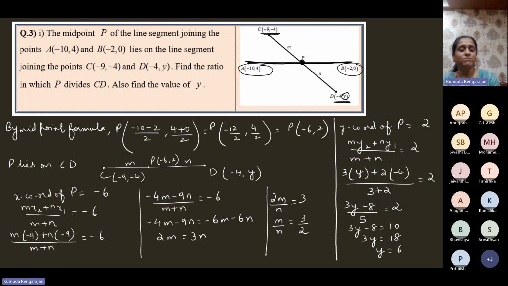(mx2 plus nx1) by (m plus n) is equal to -6. And then substitute, and you have m by n is 3 by 2. I hope my calculation is right, children.